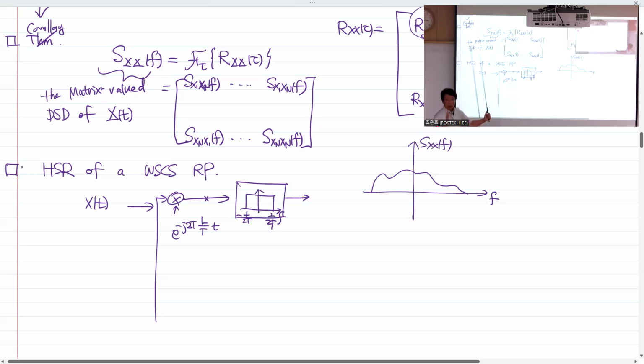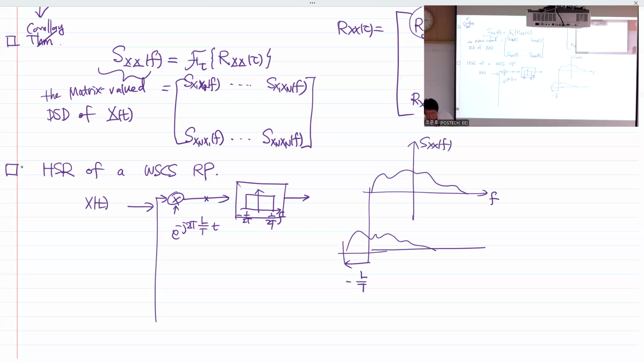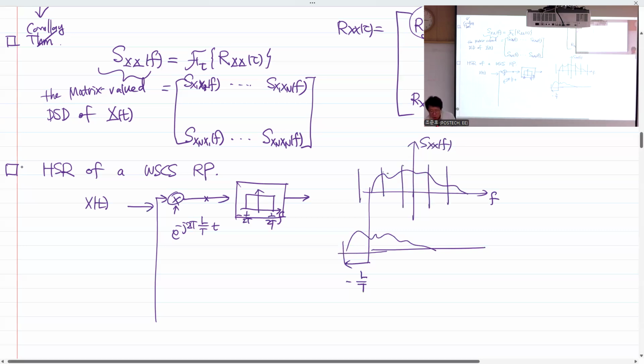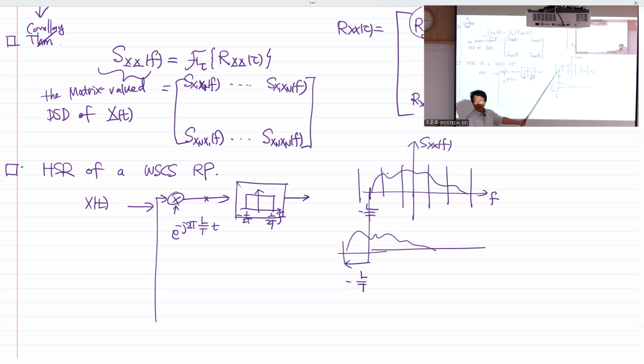This entire power spectrum is shifted by negative L over t. By the way, this capital L is properly chosen so that your shifted spectrum, with center negative L over t, contains the lowest frequency content of the random process. So simply put, you may think about this case.